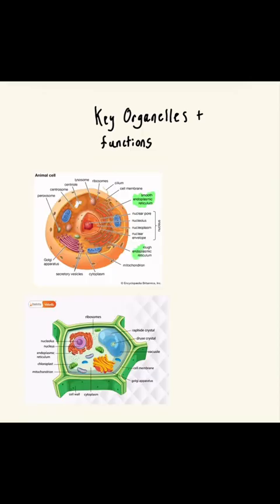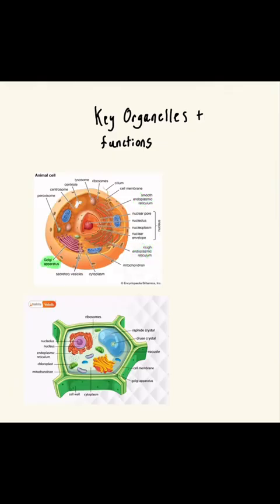Now the rough ER, this section over here, what that does is it's covered in ribosomes, and that is the site of protein synthesis. Okay, now that helps make and transport proteins, and then the ribosomes within the rough ER are involved in protein synthesis. Okay, now let's talk about the Golgi apparatus.